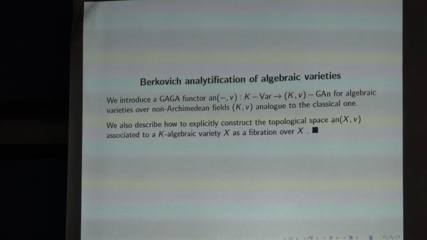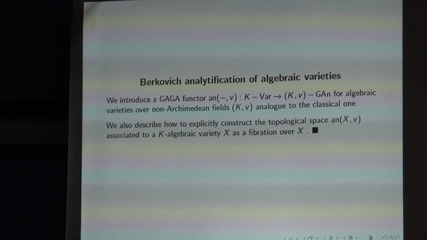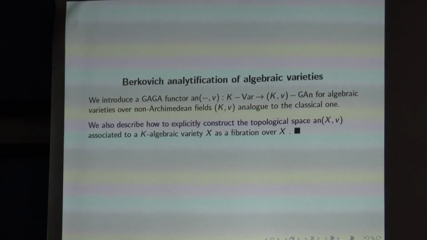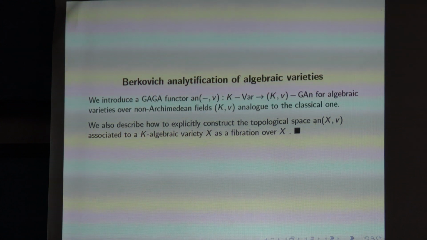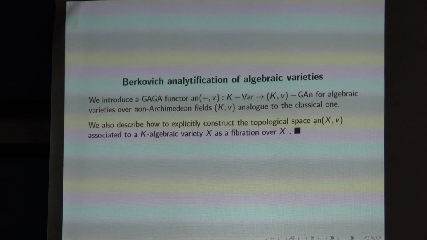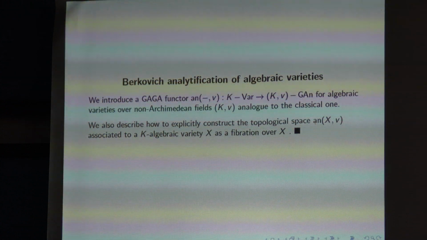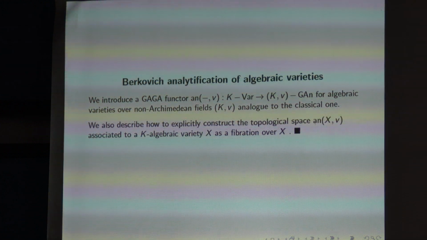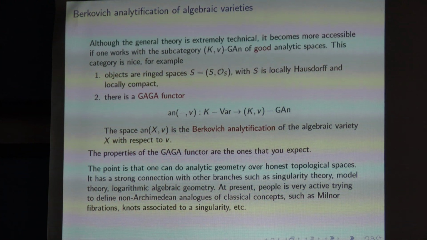So let me talk about Berkovich analytification. I will not talk about analytic spaces in general. I'm just going to talk about a subcategory which is called good analytic spaces, because my GAGA functor will land there. And I will give you the explicit description of the analytification of a scheme as a fibration, in quotation marks, over my scheme. So this is my goal.